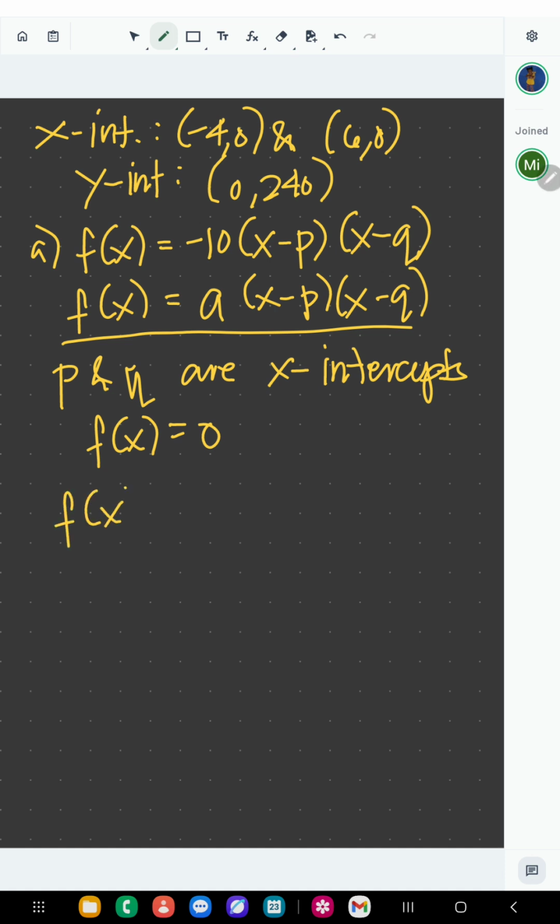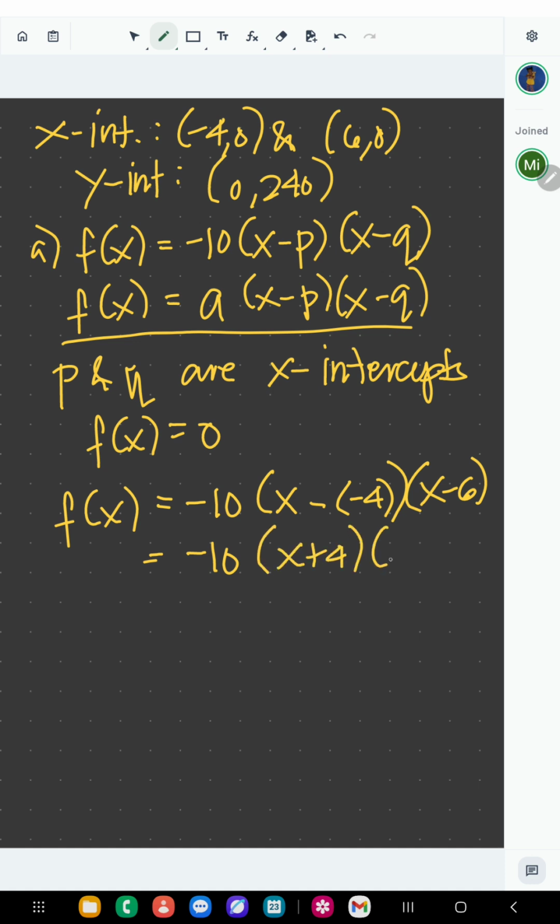So f of x is equal to negative 10. Negative 10 is our a. x minus, what's our p? p can be negative 4. So x minus negative 4 times x minus 6. Right. And then negative 10 times (x plus 4) times (x minus 6). So this is now our equation in factored form or intercept form.